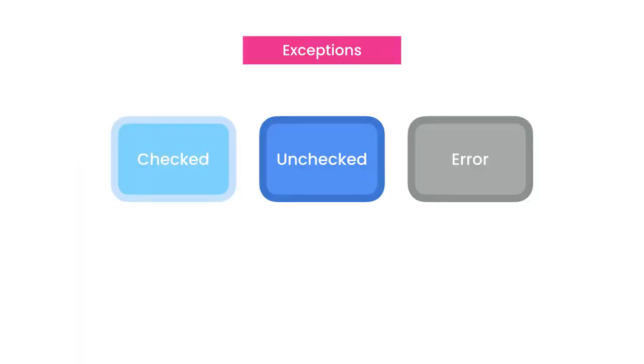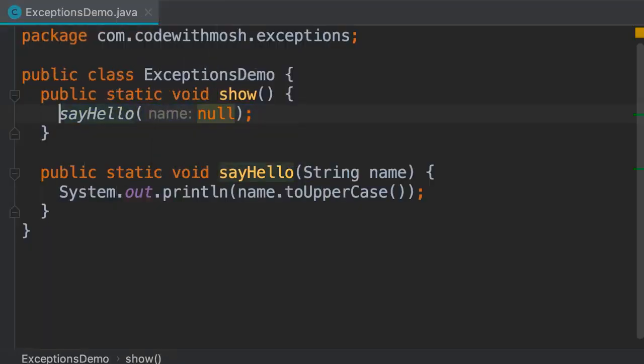Now, the second type of exception is called unchecked exception or runtime exception. As the name implies, these exceptions are not checked by the compiler at compile time. They occur because of programming errors. NullPointerException is an example of a runtime exception. In the last video, we shouldn't have passed null to the sayHello method. This is a programming error.